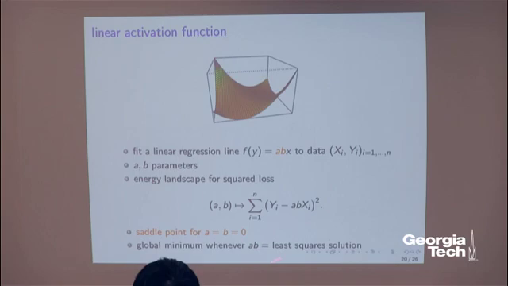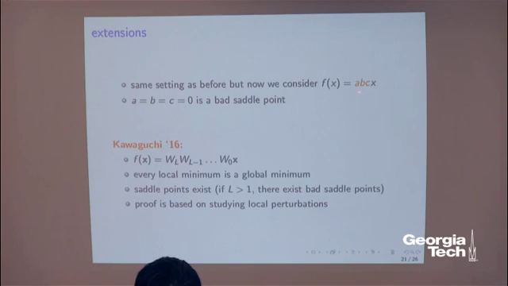Now, what you could also do is one step more. Instead of AB, you can overparameterize the function and say the function is A times B times C times X, where A, B and C are real-valued parameters. Now what you can show is that A times B equals C is a saddle point.